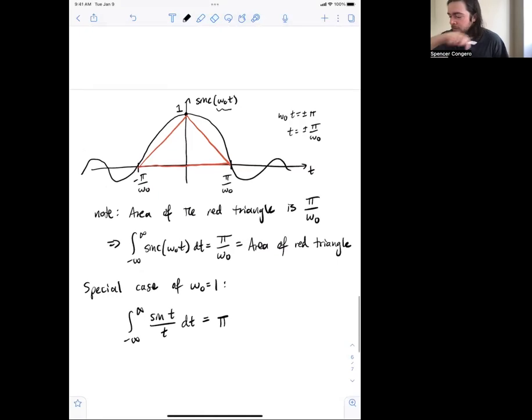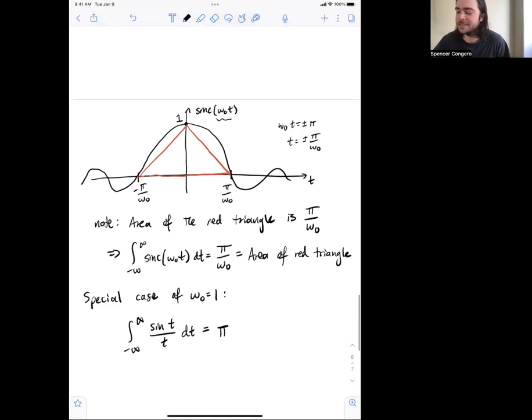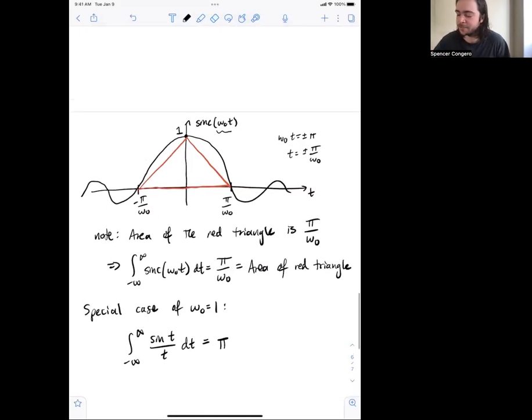You know, not something we're probably going to use in ECE 45 specifically too much, but it's a pretty cool integral fact that you can get using Fourier transforms.